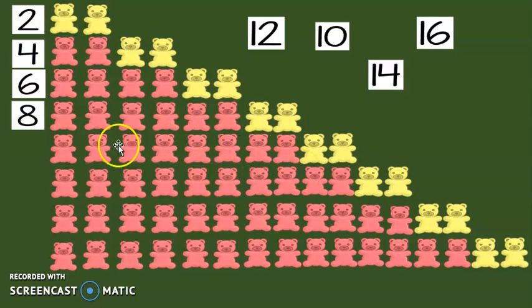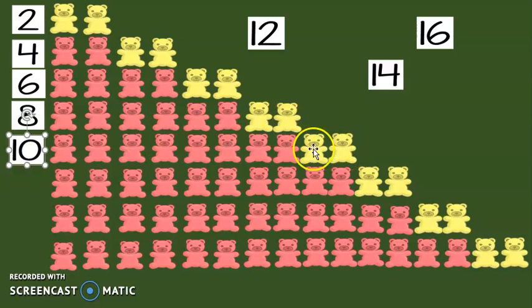Now, first graders, let's count. 2, 4, 6, 8. What number comes next? What number comes after 8 if you add 2 yellow bears to that 8? What's going to go there? What number is going to come here? Is it going to be 12, 10, 14, or 16? Good job. It's going to be 10 because you're adding 2 more bears to that 8 there. Therefore, it's going to turn into 10.